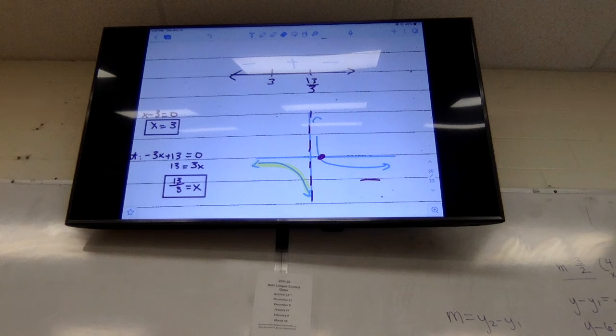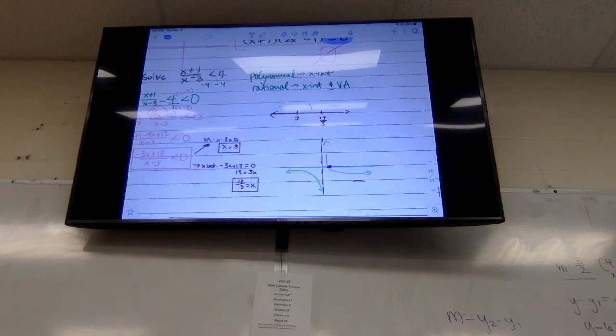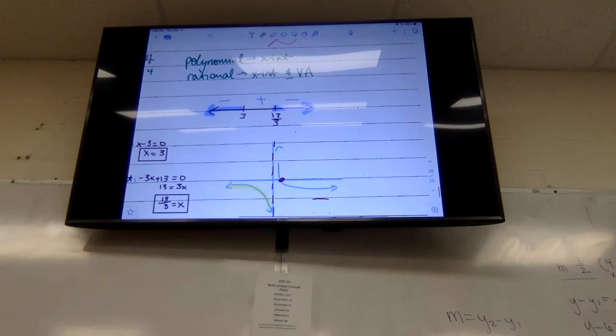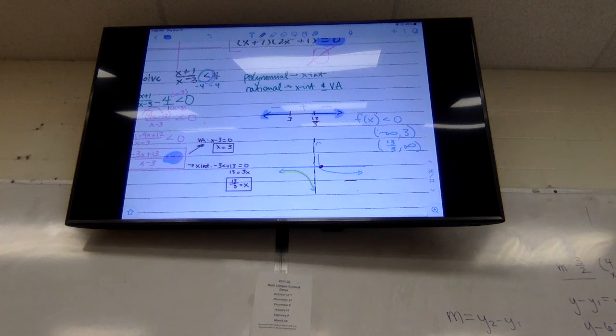Now I have a little number line, just like we did on the last problem, and we want to figure out where we are less than 0. What intervals am I less than 0? Negative infinity to 3, 13/3 to infinity. Perfect. So my f of x is less than 0 from negative infinity to 3, and from 13/3 to positive infinity. Everything here is parentheses again because it just says less than, it does not say less than or equal to.